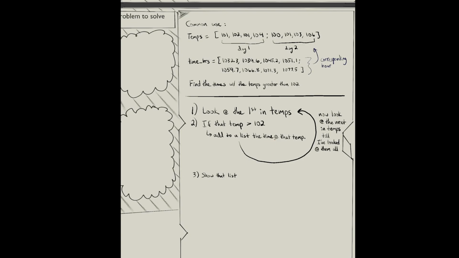I want to add that to a list, so I'm going to make my own little list here. I will include the time corresponding with that, which in this case, it's 1, 2, 3, 4 over on the first day. So row 1, column 4, 1051.1.